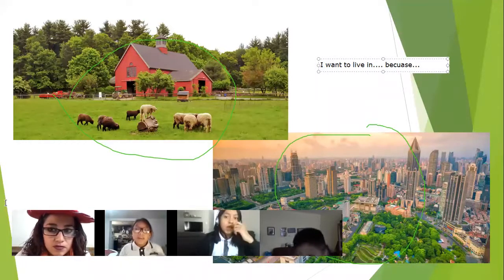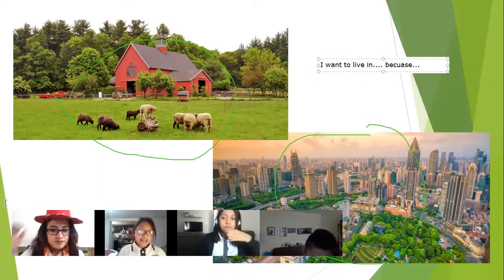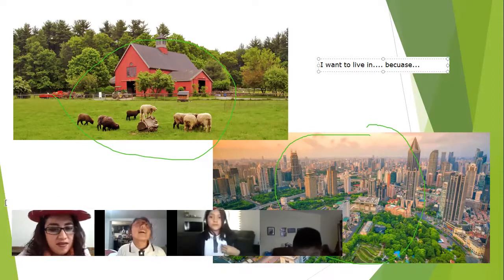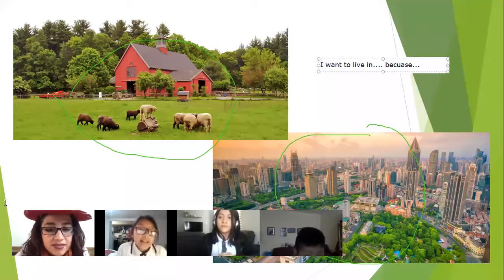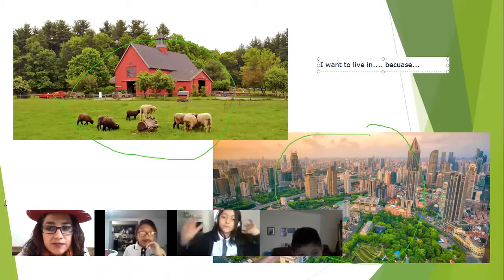I want to live in a farm because it's a natural place. Excellent. Thank you, Caro. Don't forget, live, okay? Caro wants to live in a farm because it is a natural place. Vane, your turn, Vanessa.